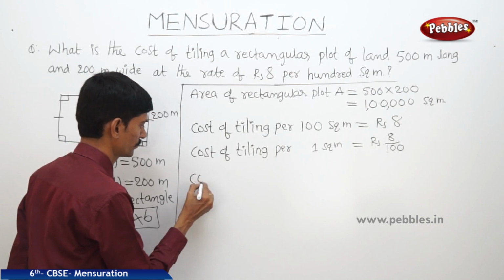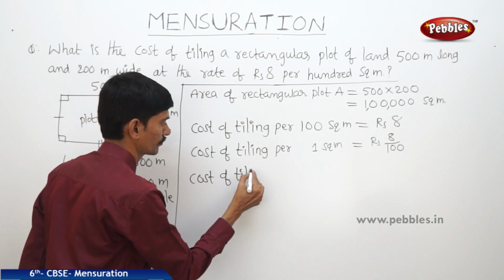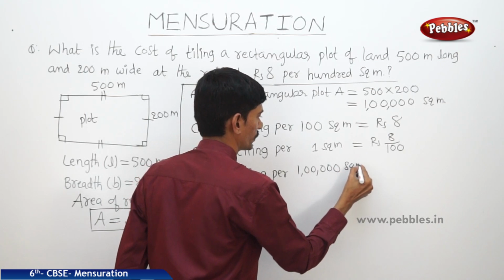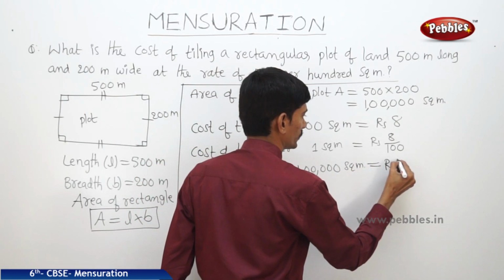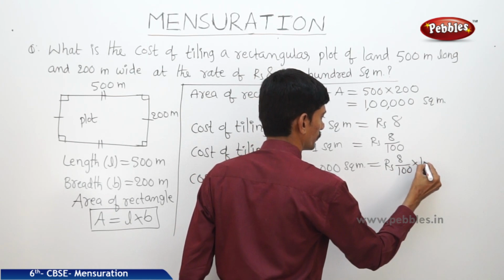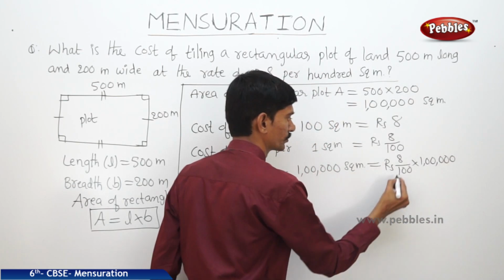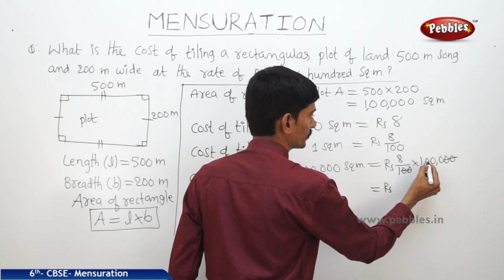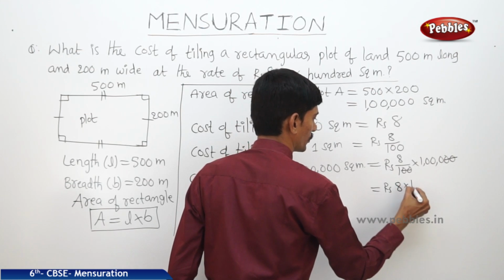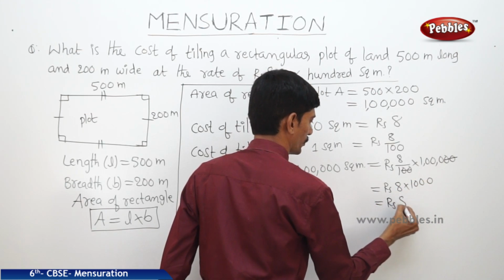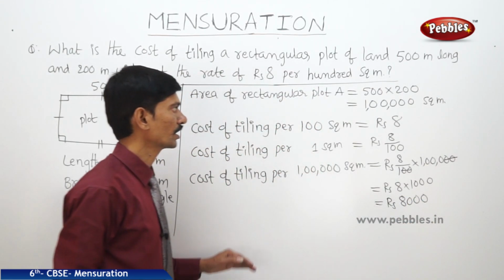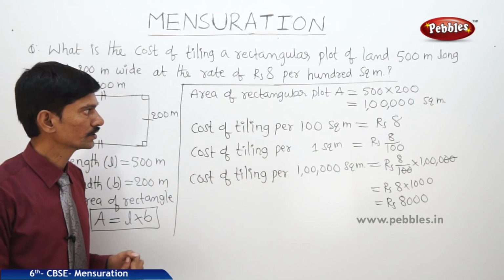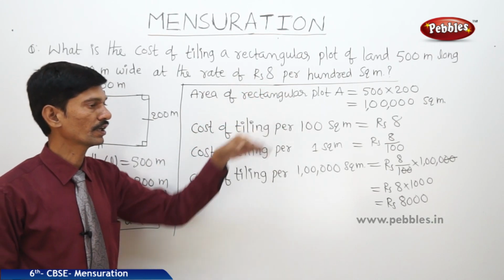So the cost of tiling per 1 lakh square meters equals rupees 8/100 into 1 lakh. Here two zeros cancel. So then we get 8 into 1000. So we get 8000 rupees. So this is the cost of tiling the rectangular plot of land whose length is 500 meters and breadth is 200 meters at the rate of 8 rupees per 100 square meters.